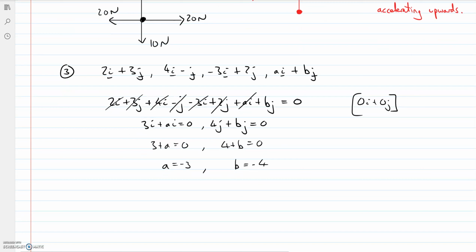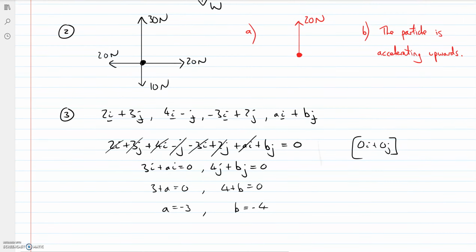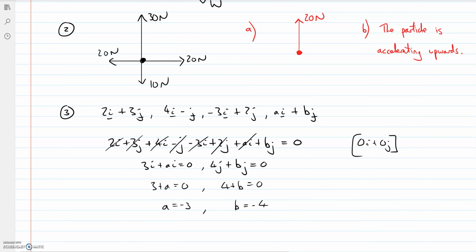Okay, so it's in equilibrium, there's no resultant force acting, the particle is not moving in any particular direction, so there's no i movement, there's no horizontal movement, there's no j movement, there's no vertical movement. So all the forces must balance up and down, left and right, just like in question 2, where we've got these forces here balanced, so this particle is not moving left or right at all.